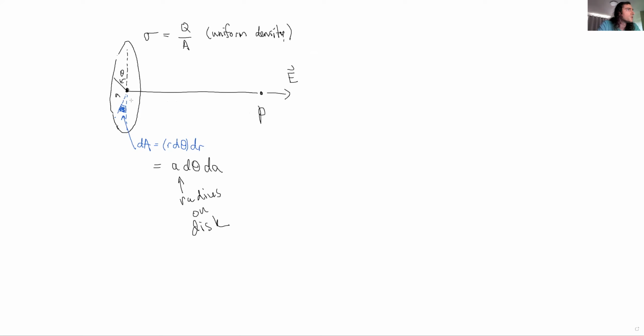Okay, and I'll actually do a straight line like this. Okay, there we go. So there is our r vector. And then this distance here, we're going to call this x. So that's how far away we are from the point P to the disk.